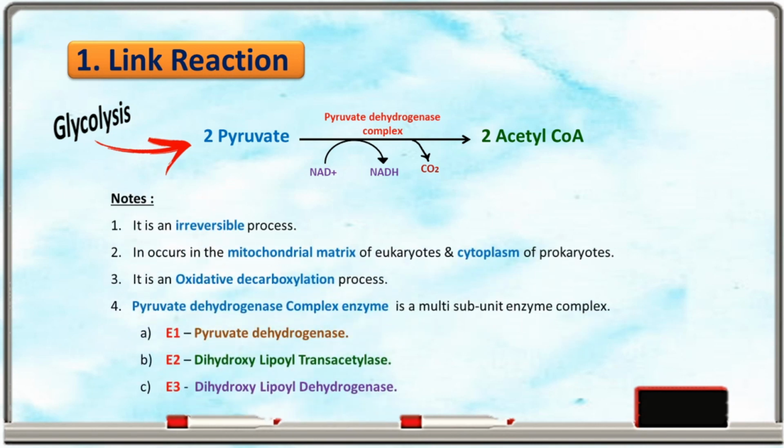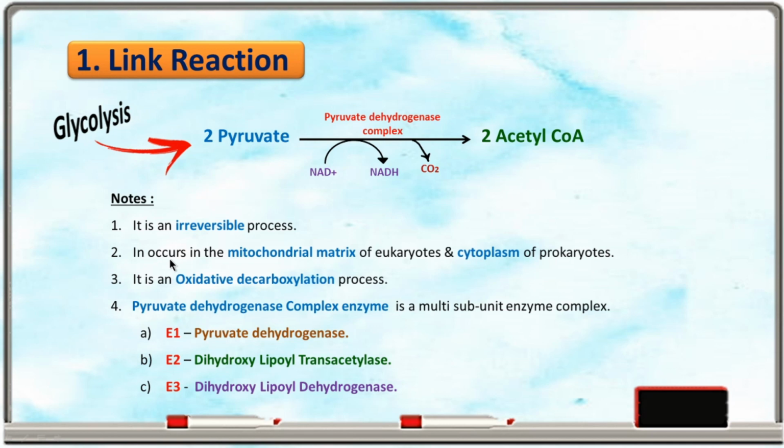Let's see some important points of this link reaction. At first, it is an irreversible process. That means the conversion of pyruvate to acetyl-CoA can take place only in a unidirectional way. Once the pyruvate is converted into acetyl-CoA, it cannot go backward to form pyruvate again. So it is an irreversible process.